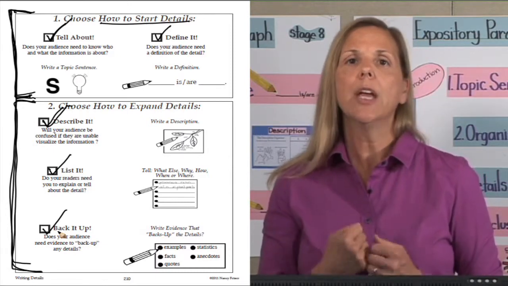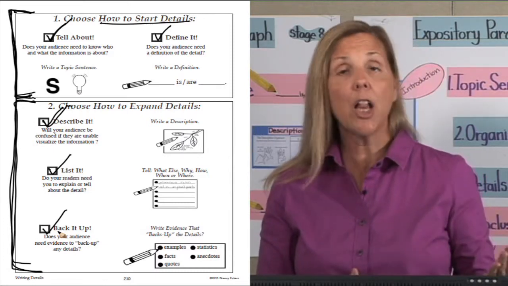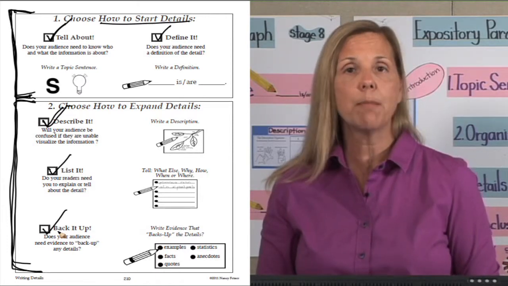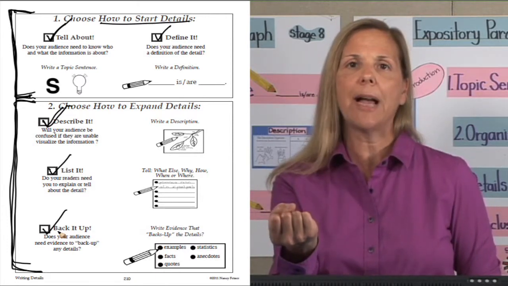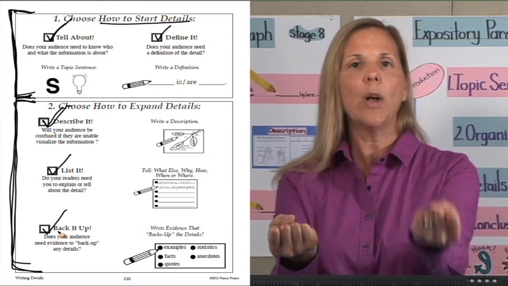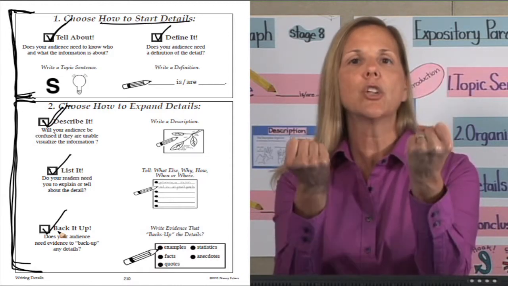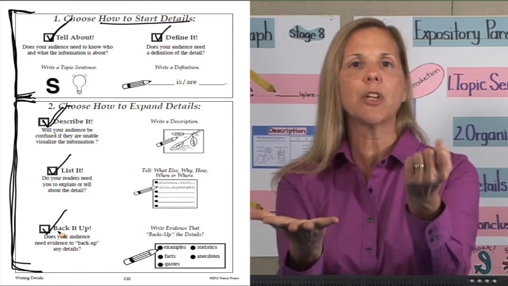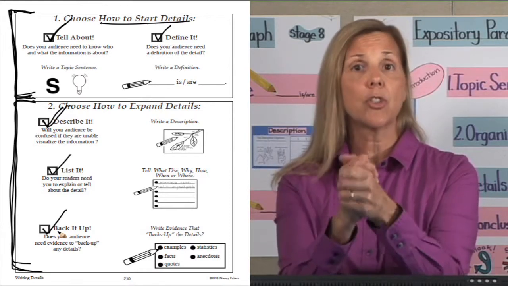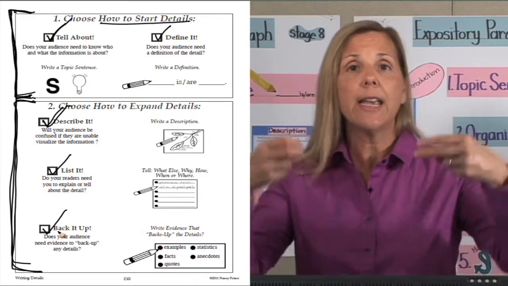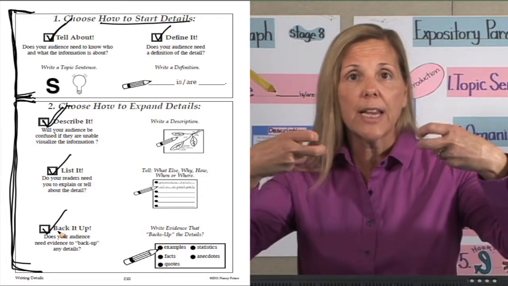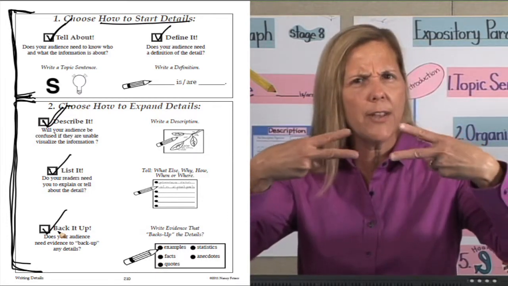Starting details. If I need to tell about my detail using S light bulb, then I'm going to use 2 fists. Who or what is my detail about? What about my detail? What detail am I telling you? These are my 2 fists that will make the subject and the predicate a complete sentence to start your details. The second one is define it. That's where I will put 2 fingers like this, like equal signs. Do I need a definition?